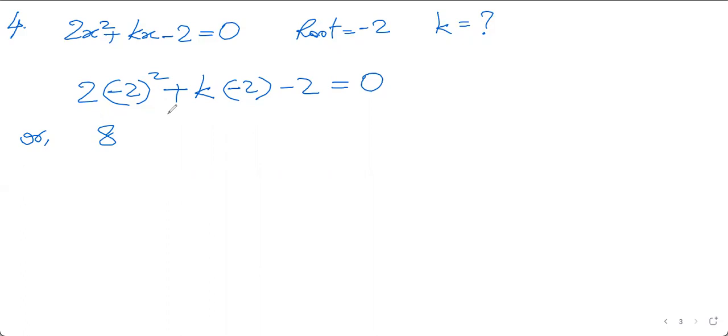Now look at the second term. It is plus k into -2. Plus is multiplied with minus, so the answer will be in minus. Now k into 2 is 2k. And we are left with -2, which is equal to 0. Clearly a linear equation. Solve, find the value of k. Quickly.